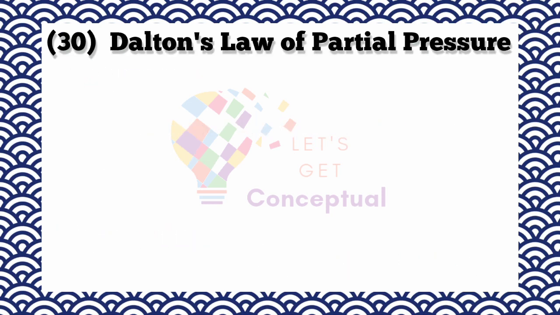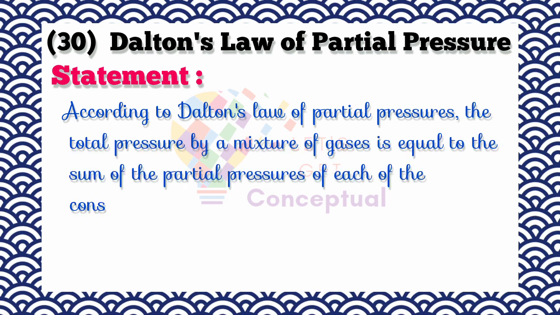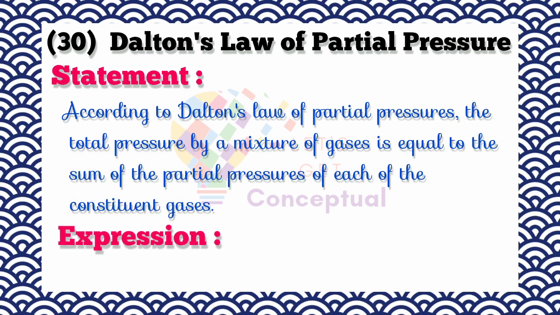Number 30. Dalton's law of partial pressure. Statement. According to Dalton's law of partial pressure, the total pressure of a mixture of gases is equal to the sum of the partial pressures of each constituent gas. Expression: P equals sigma Pi.